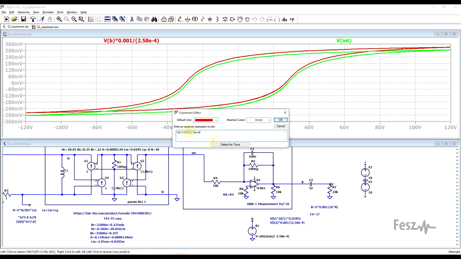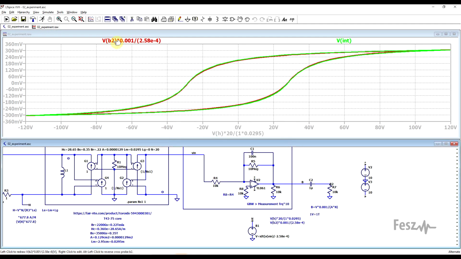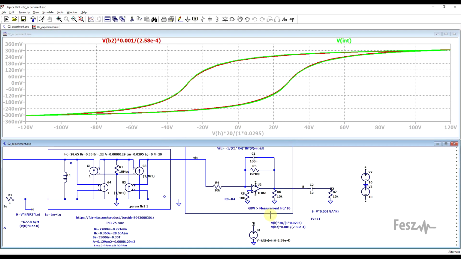So if I plot the other input's value, so this B2 net, which passes through a DC isolating capacitor, we get almost the exact same graph both with our realistic integrator as well as with the ideal one. So the circuit seems to be working as expected.